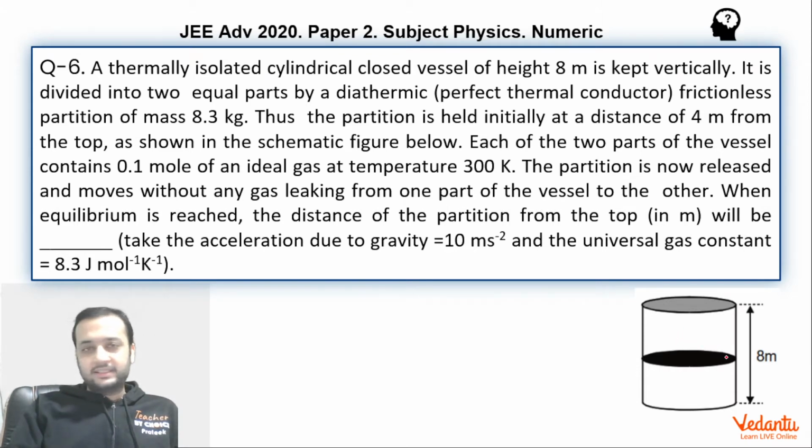When we release this piston, eventually it attains equilibrium, and we have to find the distance of the piston from the top end. Initially both the chambers will have a length of 4 meters. So this will be 4 and this will also be 4. We have to find the distance between the piston and the top of the cylinder. That is what we have to find.